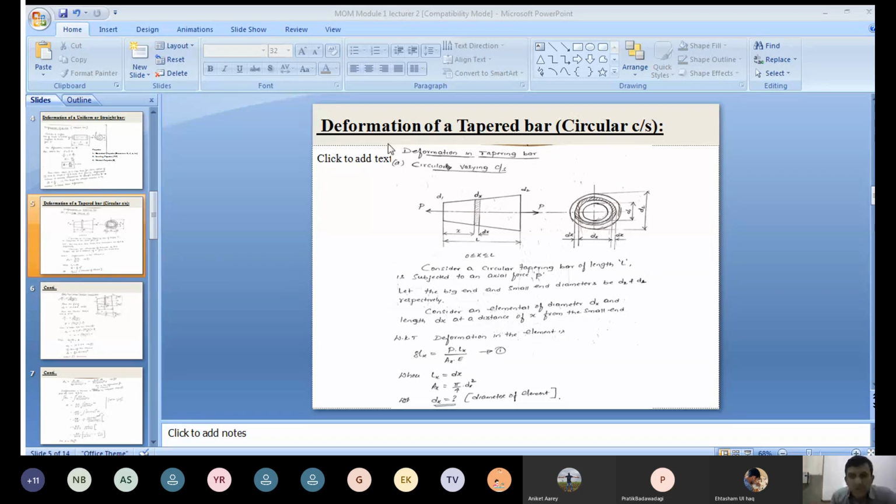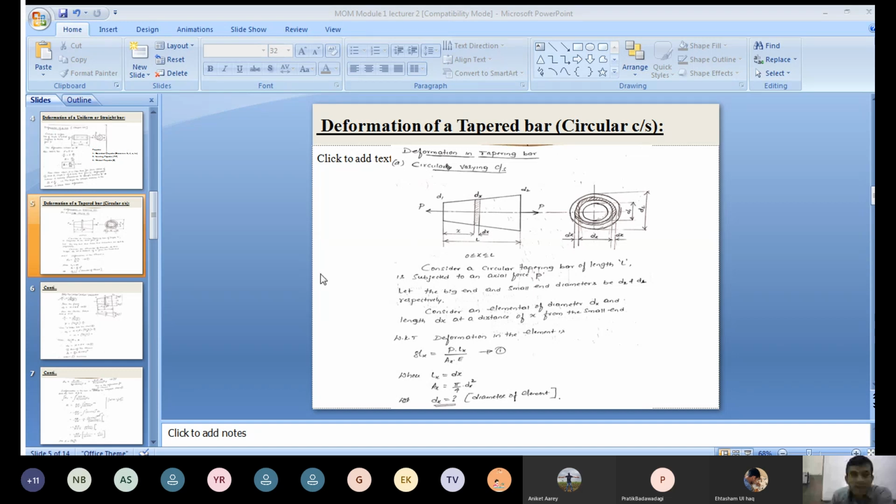The diameter of the small element is d suffix x, at a distance of x from the smaller end, and the thickness of the element is dx. First we will find the deformation induced in the small element. Then we will integrate with the limits 0 to L. Then we will get the deformation induced in the tapered bar. Clear?